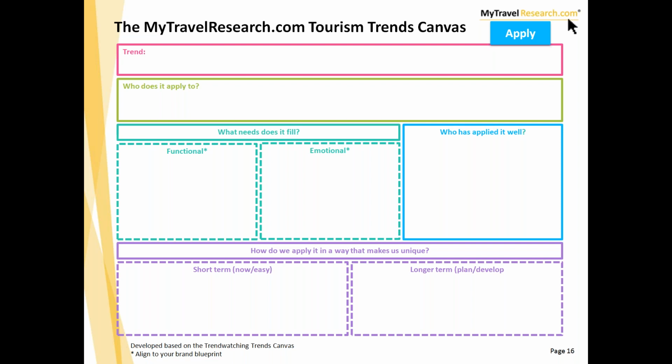And then, when you've got all of those populated, you get to the point where it's how do we apply it to us? What is the way that we can do it? What can we do now? What's short term, what's now and easy? So that's that split that I mentioned. What's a quick win that we could do in this?